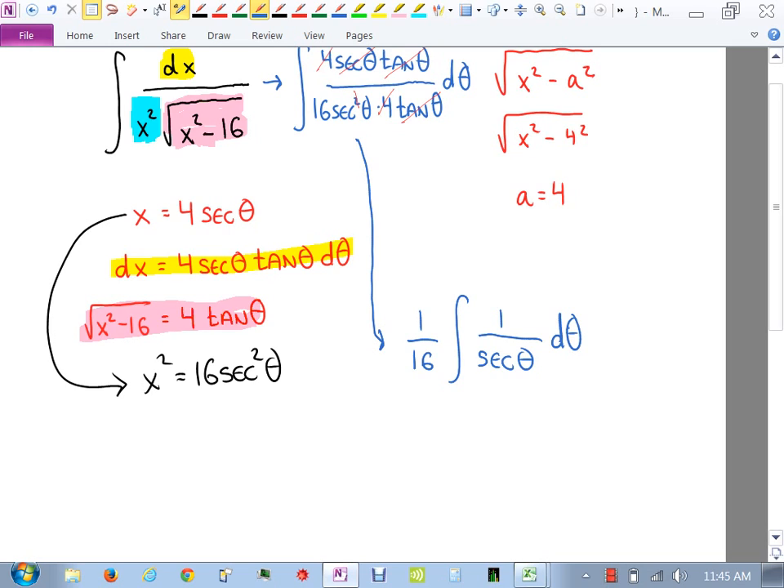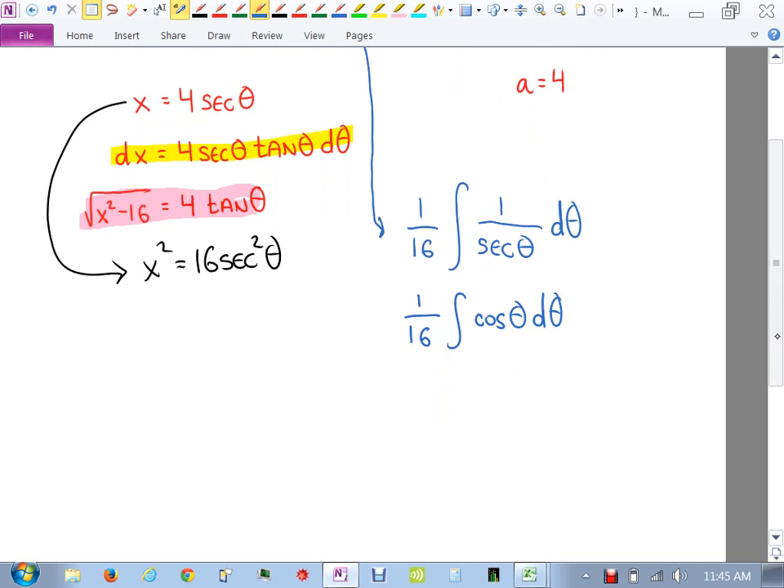Do we have a formula for 1 over secant theta? Yeah, 1 over secant is cosine. So flip it. And this doesn't even require anything from this section. It's antiderivative cosine, sine. So this becomes 1/16 sine theta plus a constant.